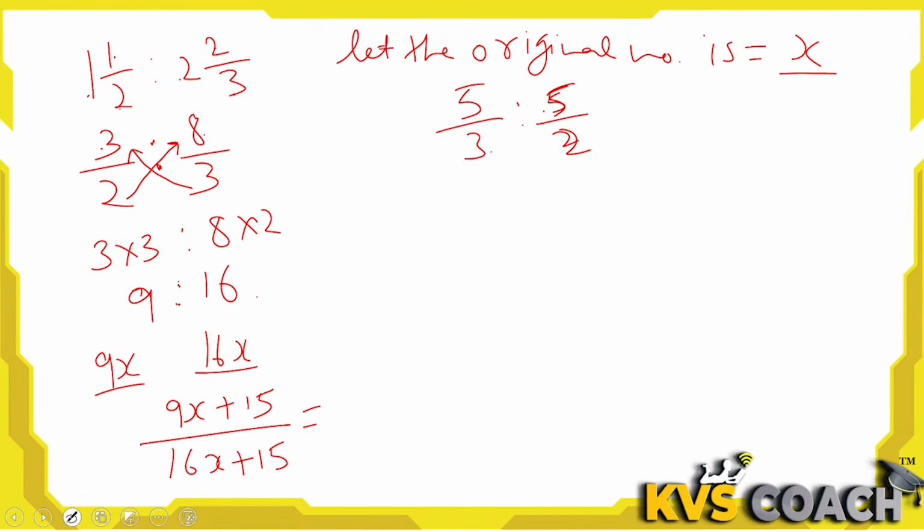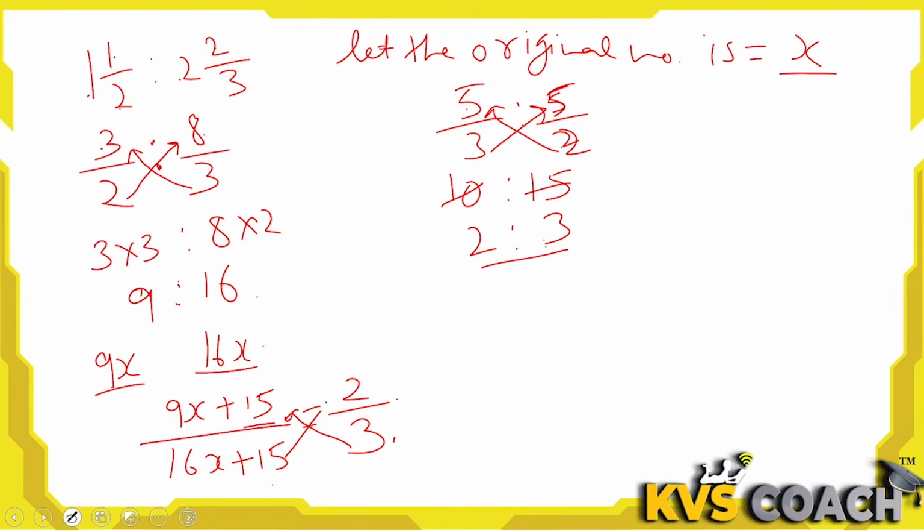Now cross multiply. Okay, so 5 2s are 10 is to 5 3s are 15. Now 10 and 15 is the number. 5 2s are 10 and 5 3s are 15. So after simplifying this, the number will be 2 by 3. It means after adding 15, they become this number, 2 by 3. Okay, now we have to solve this again. Let's check how to solve this.